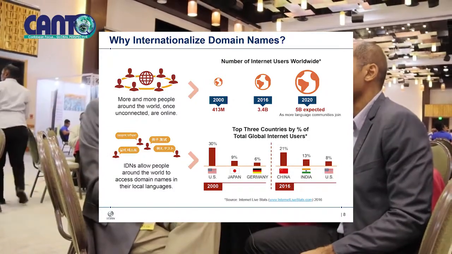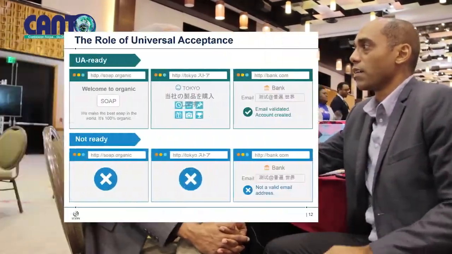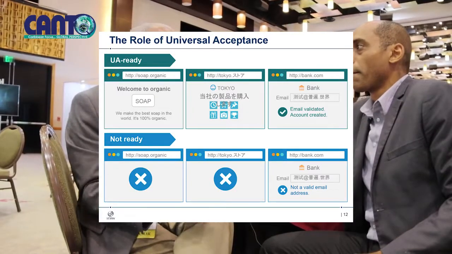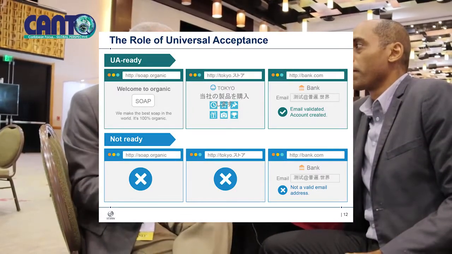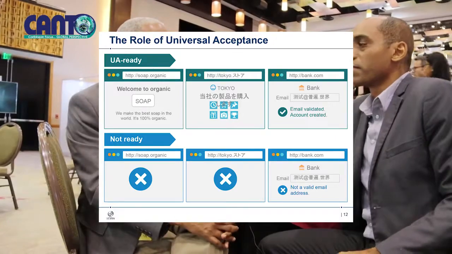The implication of this is that the number of users on the internet has grown dramatically from 415 million in 2000 to over 3.4 billion in 2016. And when you look at where these new users have come from, a lot of them have come from China and India, because of these new internationalized domain names. So universal acceptance essentially is a system where all of these new domain names should work properly on the internet when they are used by end users.